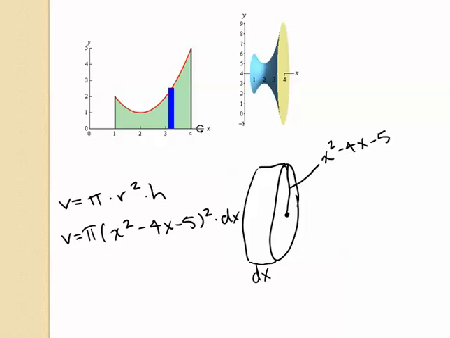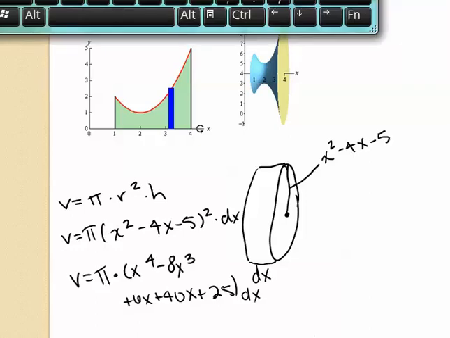So use your FOIL method to expand x squared minus 4x minus 5. That would be an algebra review. So expanding out the radius gives us x to the 4th minus 8x cubed plus 6x squared plus 40x plus 25. You may want to pause the video and make sure that when you expand your radius, you can get the same answer. Now that's the volume of one cylinder.